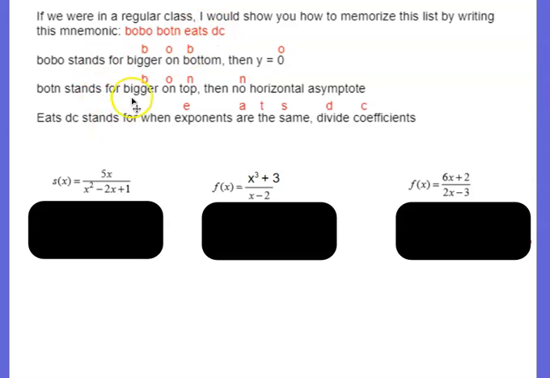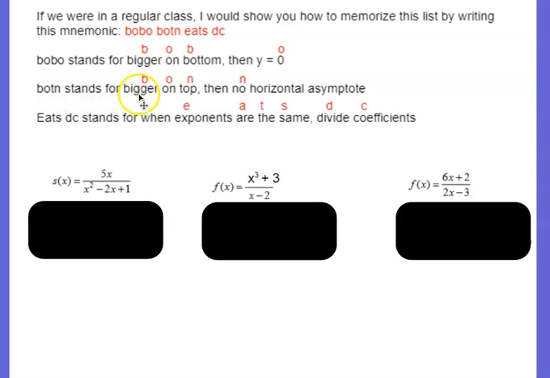occur. So BOBO is for when the largest exponent in the denominator is larger than the largest exponent in the numerator. You call that bigger on bottom, so that's BOB, then y equals 0. So there's the O for the rest of BOBO.